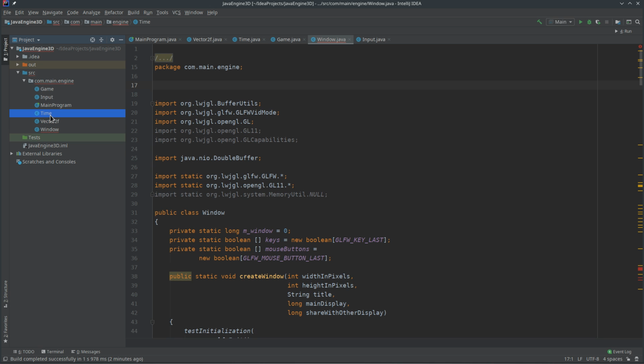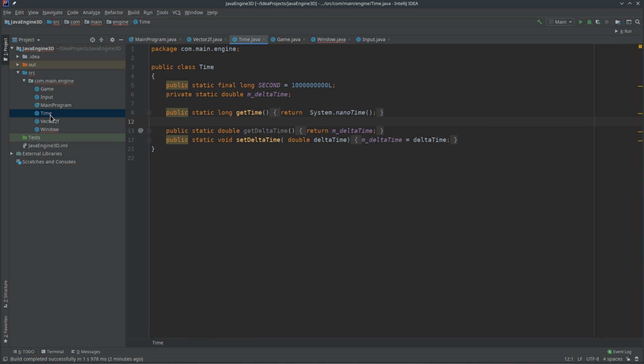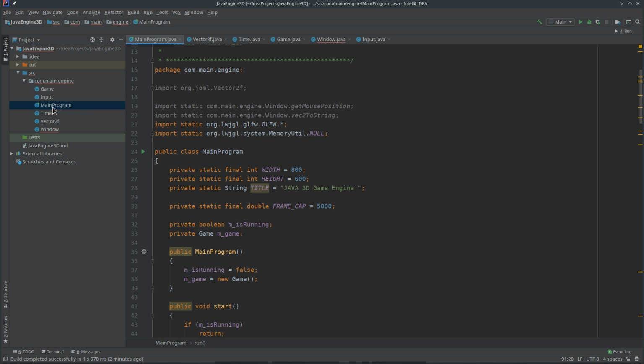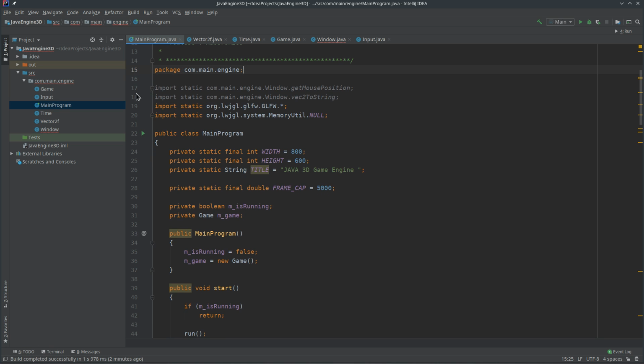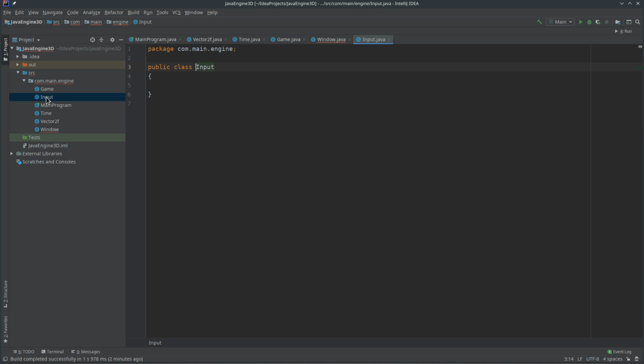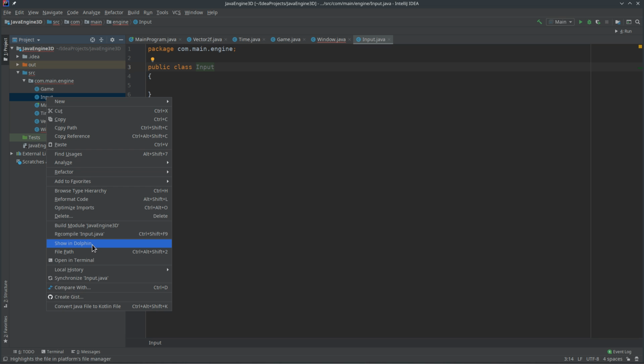Time doesn't use it, does it? Nope. Main program, yeah, get rid of you. Okay. I'm trying to get errors. No errors. Oh, thanks. Input. Delete. How do you get rid of something in this? Ah, delete.